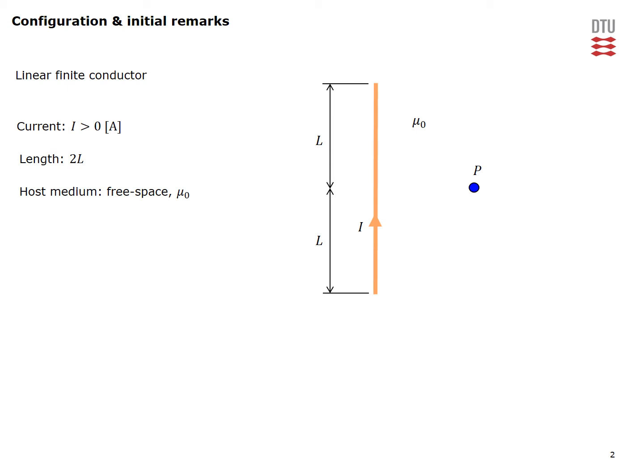It's a linear finite conductor which carries a current I, which is positive, and the length of our conductor is equal to 2L. It is located in free space with free space permeability μ0. The objective is to determine the field at this observation point P.